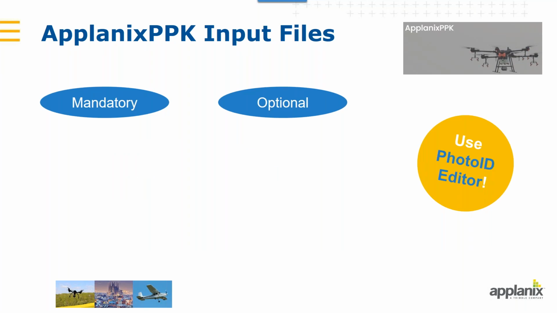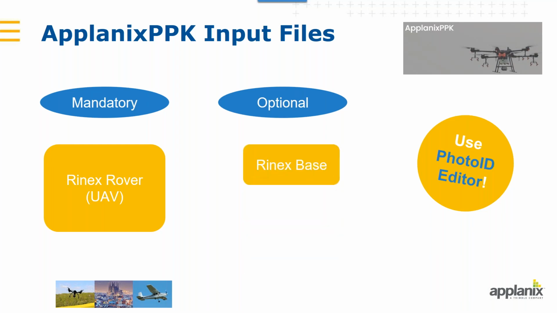So what are the input files that we need for Applanix PPK? Mandatory is always the RINEX rover file from your drone. The RINEX rover file shall have at a minimum GPS L1 and L2 observations, ideally also GLONASS observations or any other additional observations from satellite navigation systems such as BeiDou or Galileo. The minimum is GPS, as I said. What is optional? You can provide us a RINEX base file in the Applanix PPK app in order to merge the base and the rover data.